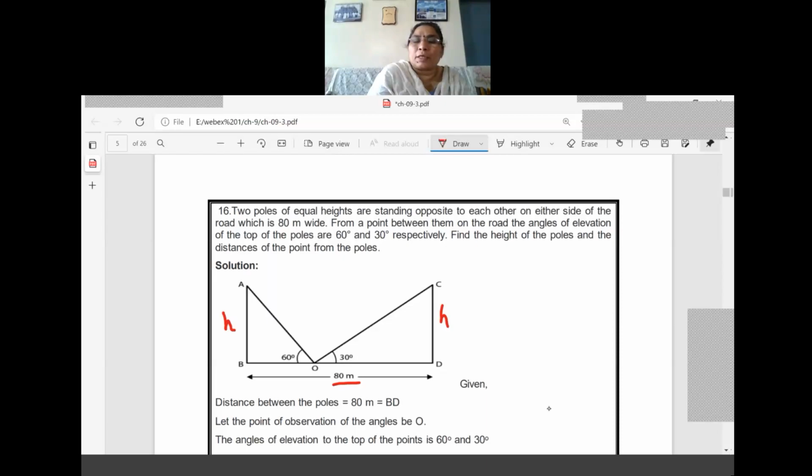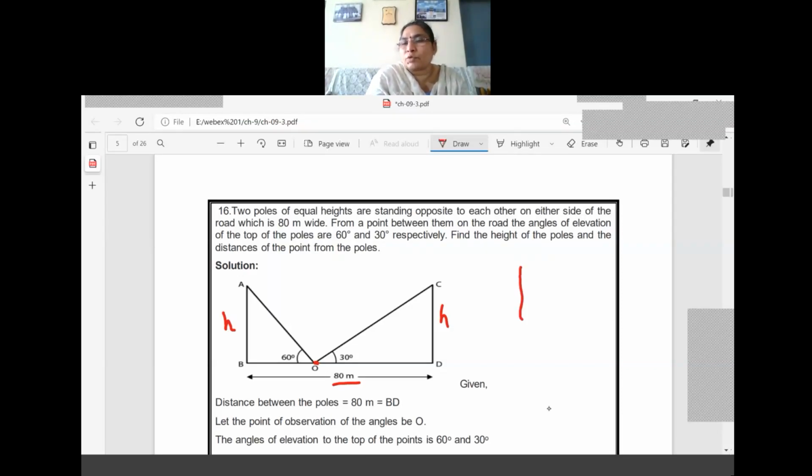Now, any point between them on the road we have taken, and the angle of elevation is marked 60 degrees and then 30 degrees. While drawing the diagram, make it a little clear that when the angle is more, the distance will be less, and when the angle is less, the distance will be more. But it has nothing to do with the diagram, it's only a rough diagram. So what is the concept here?